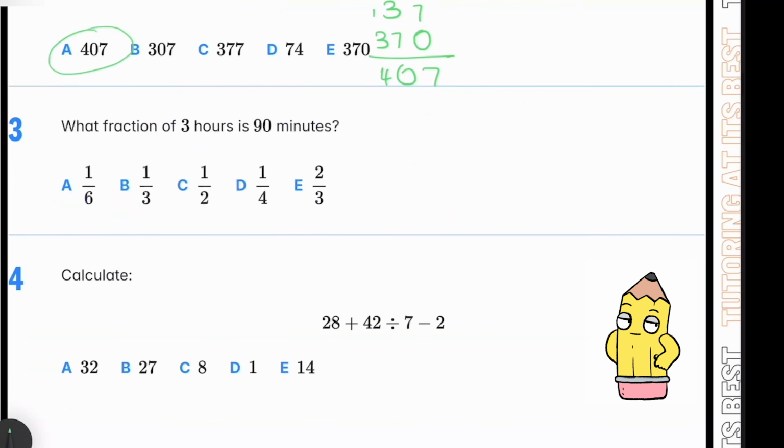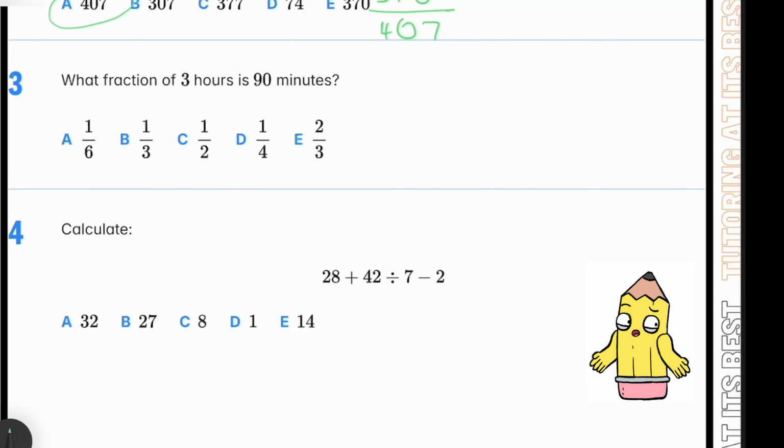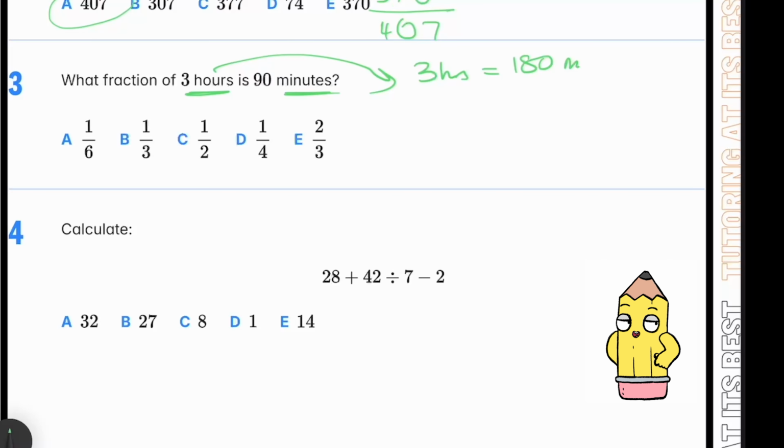Okay, question 3. What fraction of 3 hours is 90 minutes? To find the fraction, the two periods of time need to have the same unit. So we need to first convert 3 hours to minutes. And that's 180 minutes, because what I've done is multiplied this by 60. So 3 hours is the same as 180 minutes.